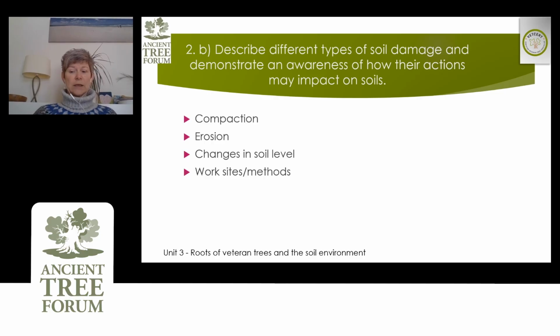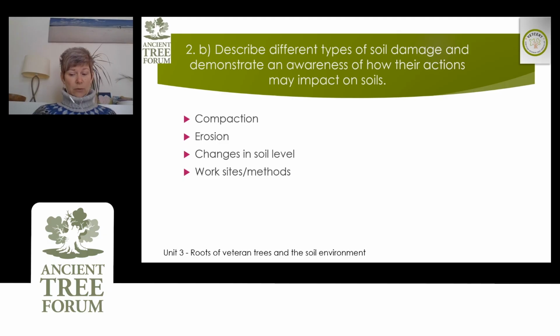So compaction is the removal of the air spaces within the soil, leading to anaerobic conditions which can result in waterlogging and root death. Erosion, where the soil actually disappears, can expose the roots. Changes in soil level can lead to similar conditions to compaction, where you get anaerobic conditions. And this can also lead to changes in water levels as well, and access for water.